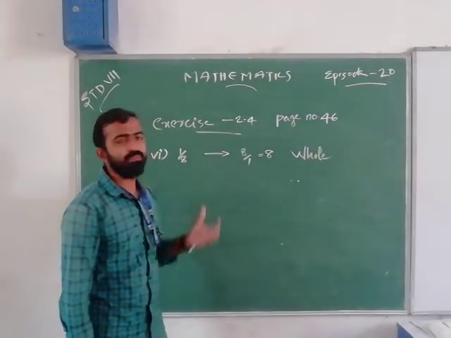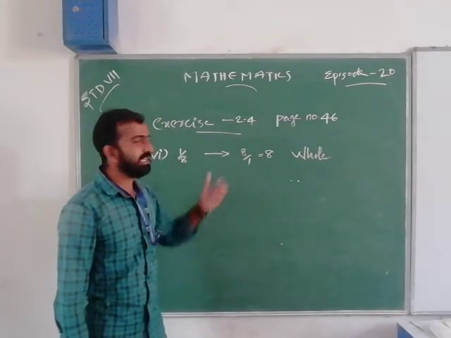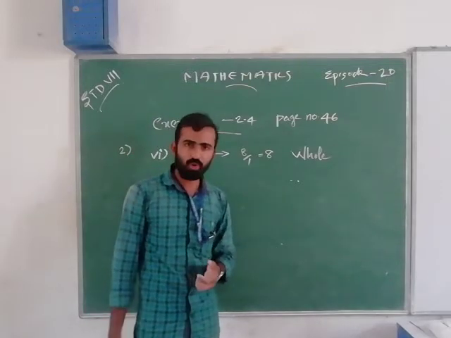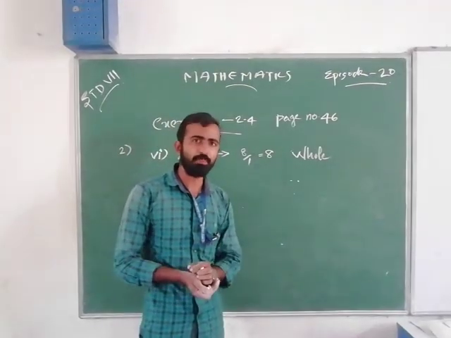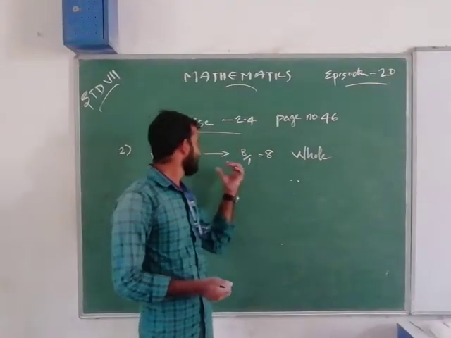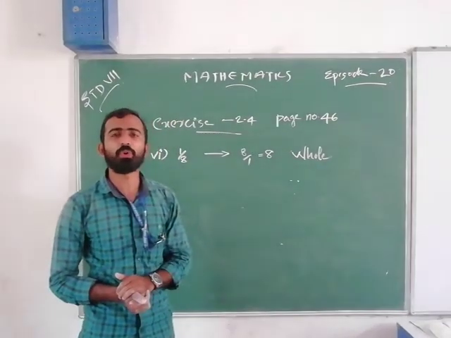When we take the reciprocal of 1 by 8, we get 8 by 1. That is 8, which is a whole number. The answer of the sixth one is 8, a whole number. And the seventh one is for your homework.